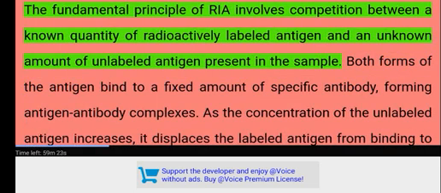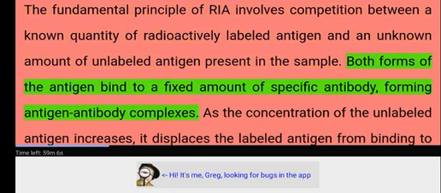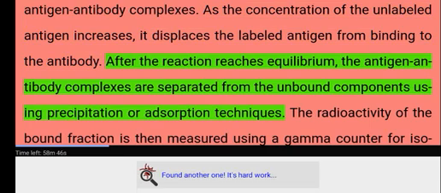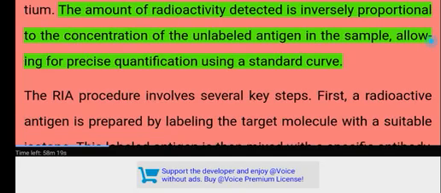The fundamental principle of RIA involves competition between a known quantity of radioactively labeled antigen and an unknown amount of unlabeled antigen present in the sample. Both forms of the antigen bind to a fixed amount of specific antibody, forming antigen-antibody complexes. As the concentration of the unlabeled antigen increases, it displaces the labeled antigen from binding to the antibody. After the reaction reaches equilibrium, the antigen-antibody complexes are separated from the unbound components using precipitation or adsorption techniques. The radioactivity of the bound fraction is then measured using a gamma counter for isotopes such as iodine-125 or a beta counter for isotopes like tritium. The amount of radioactivity detected is inversely proportional to the concentration of the unlabeled antigen in the sample, allowing for precise quantification using a standard curve.